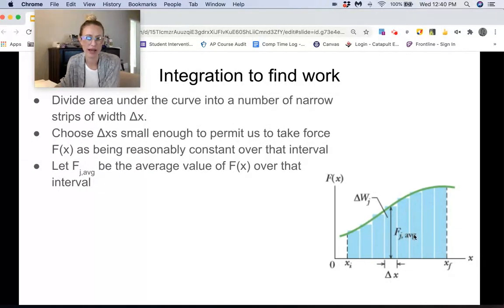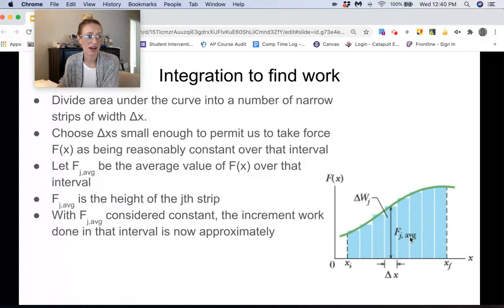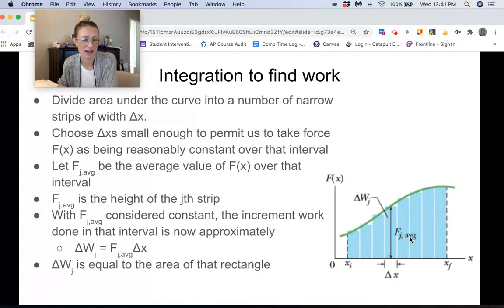F sub j average is the average value of that force over that interval, and that's going to be the height of whatever strip we're talking about. So it's our average force and the height of that strip. If that's considered constant, the incremental work done in that interval is just that force times the displacement. Because remember, we're taking the area, which is base times height. So we get force times displacement for every single one of those strips. It's the area of the rectangle there.